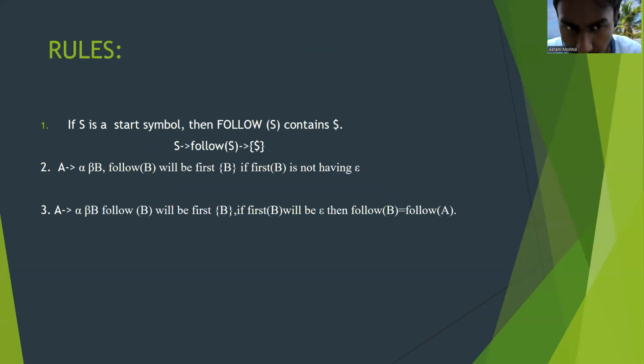Rules for follow: if S is the start symbol, then follow of S contains a dollar, so we write dollar in the curly braces. If A goes to alpha B beta, follow of B will be the first of beta. If first of beta does not have epsilon, we continue with the third step. A goes to alpha B beta: follow of B will be first of beta. If first of beta contains epsilon, then follow of B equals follow of A.